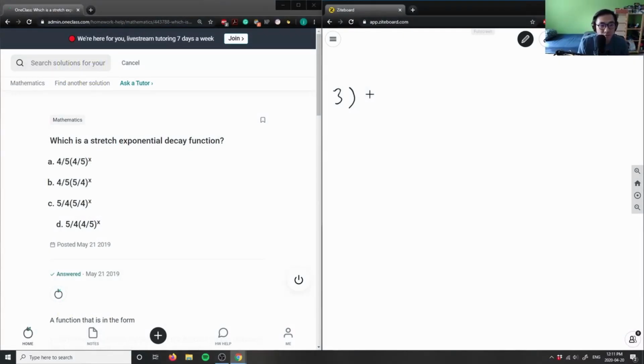So it says here, which of the following is a stretch exponential decay function? So we'll look at stretch exponential decay function. Let's look at number one here.